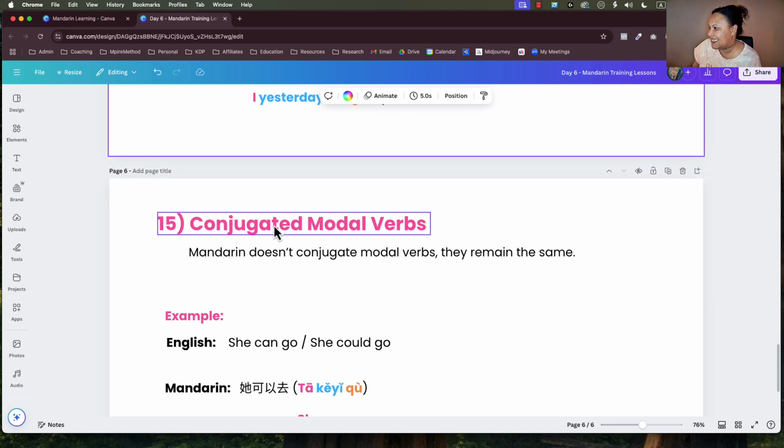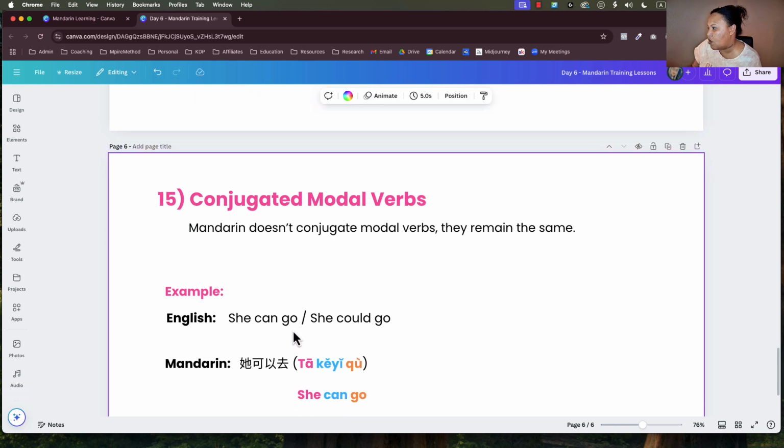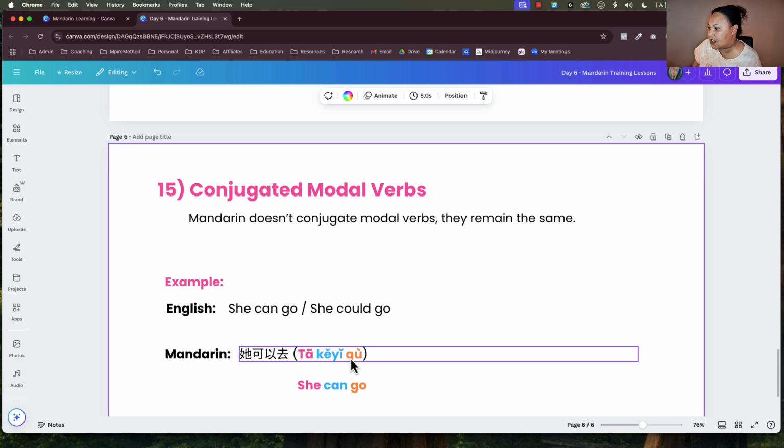15. Conjugated modal verbs. Mandarin doesn't conjugate modal verbs. They remain the same. She can go, she could go. Ta可以去.